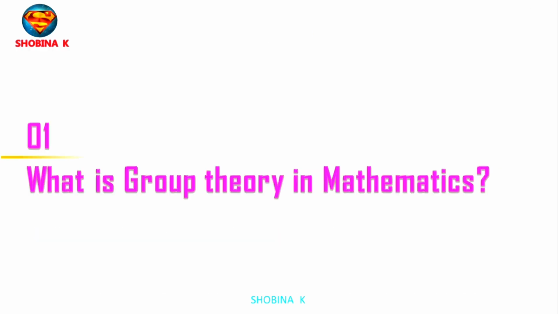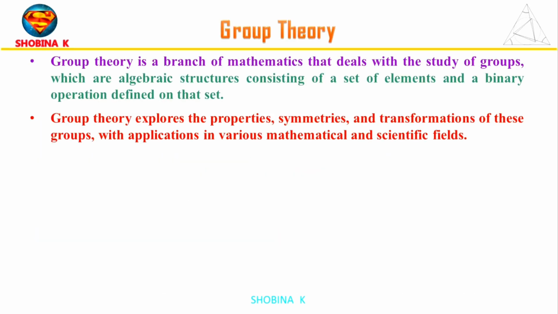Now first, what is group theory in mathematics? Group theory is a branch of mathematics that deals with the study of groups, which are algebraic structures consisting of a set of elements and a binary operation defined on that set. In group theory, mathematicians analyze the properties and symmetries of these groups, which can be used to understand the various mathematical structures as well as the symmetrical patterns and transformations in different contexts.